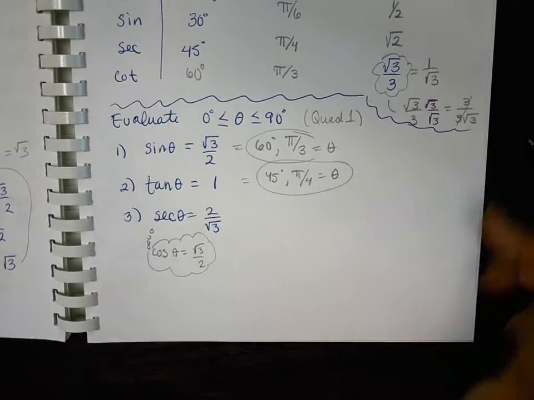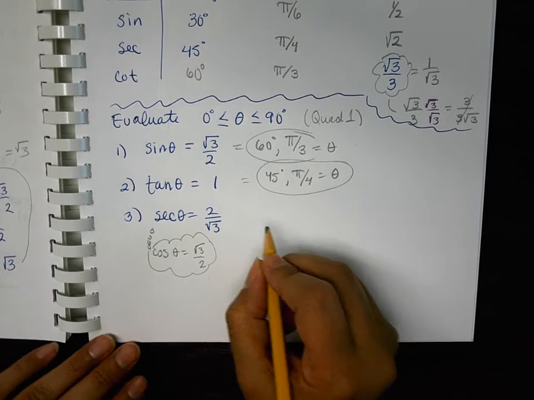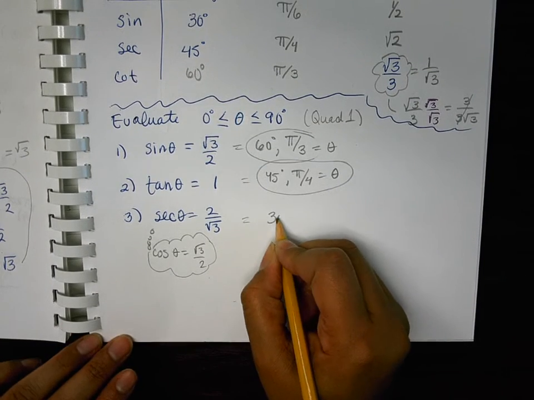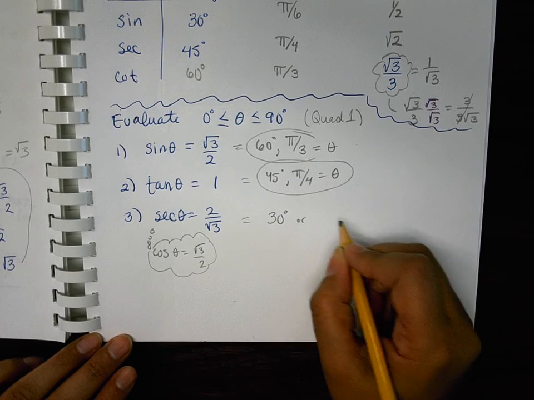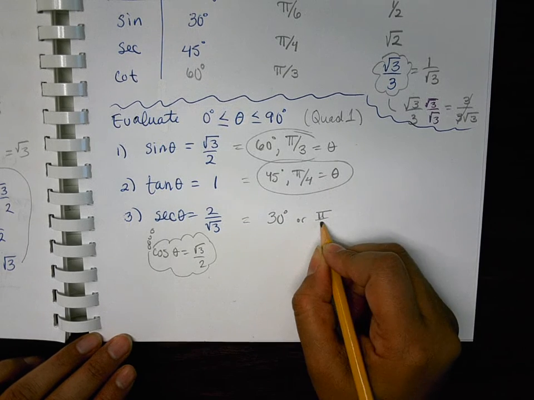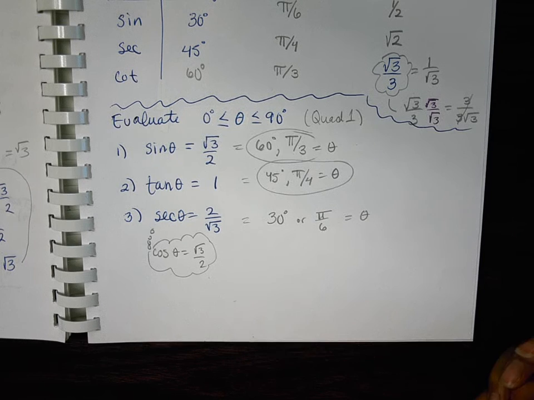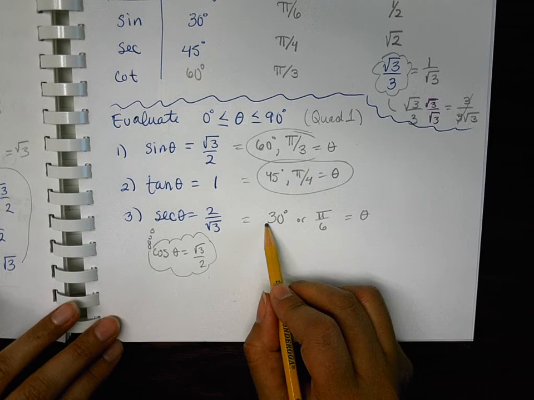Okay, so I'm sorry. What was the answer? 30 degrees. Or pi over 6. Got it? Make sense? Yes or no?